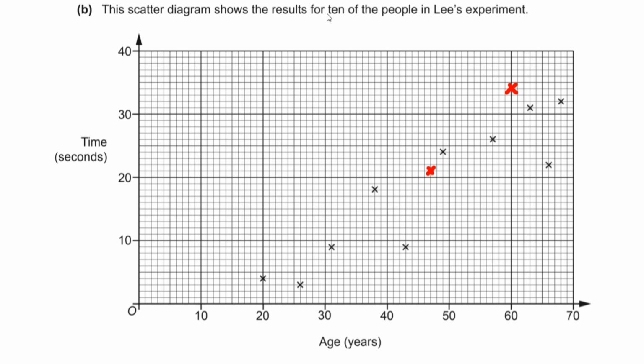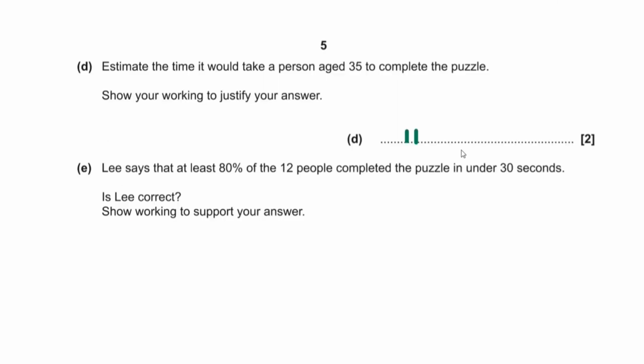For this, we need a line of best fit, and a line of best fit has roughly the same amount of points above the line as it does below the line. So, our line of best fit looks something like this. So if I draw a line up from 35 and then read across, you can see here we have 11. So it takes 11 seconds.